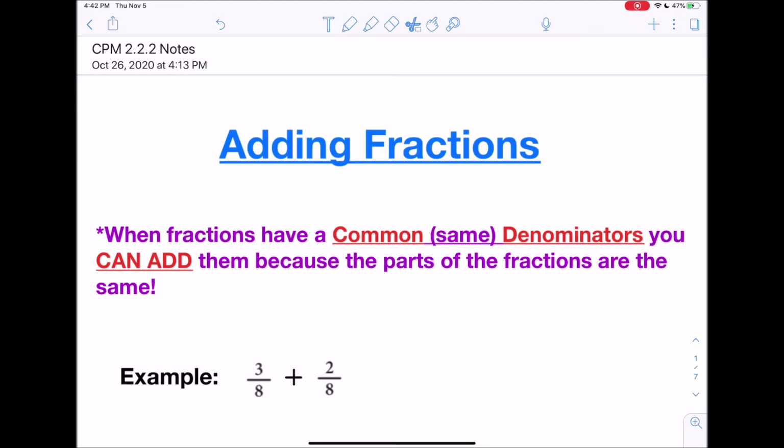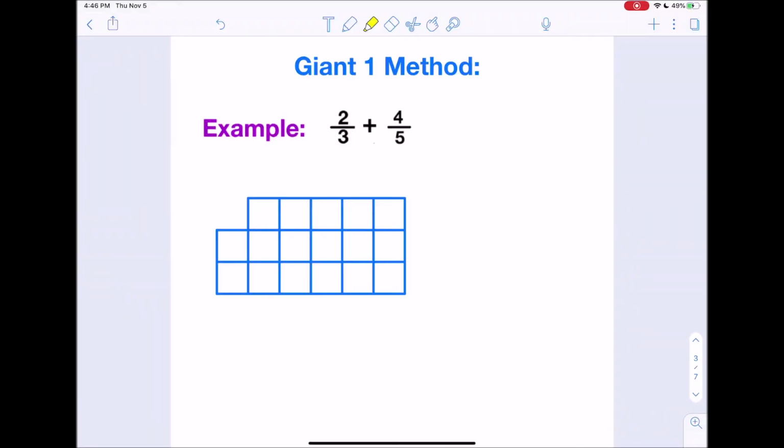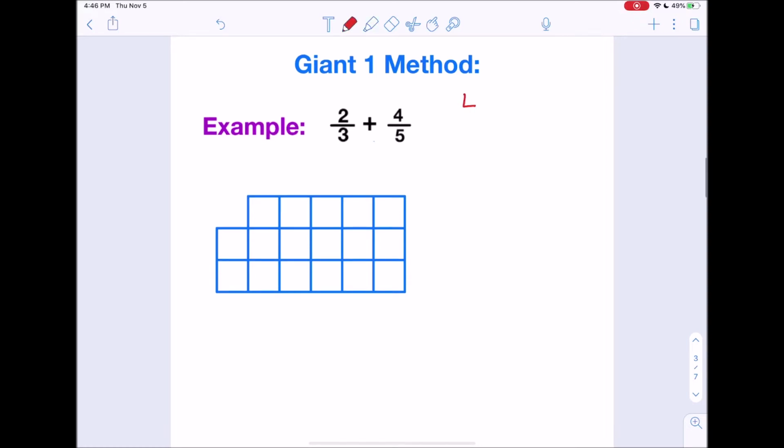Today's lesson video is on adding fractions. What you need to find is your least common multiple, okay? Your least common multiple. That means the smallest number that both 3 and 5 multiply into.